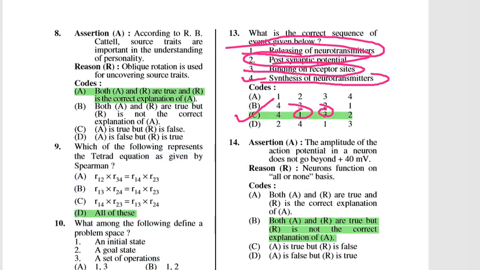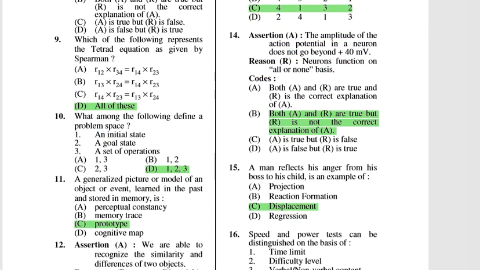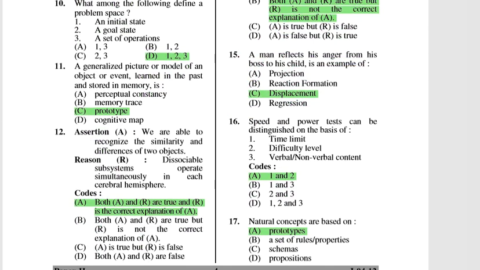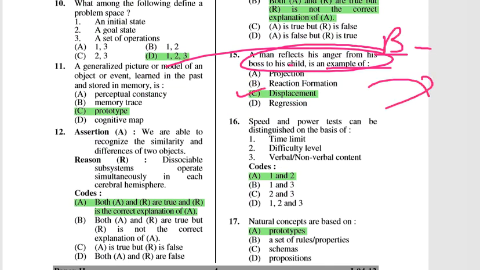Question 14, assertion: the amplitude of the action potential in a neuron does not go beyond plus 40 mV, and the reason is given as neurons function on an all or none basis. The correct answer is option B. Both A and R are true, but R is not the correct explanation of A. Talking about question number 15, a man reflects his anger from his boss to his child. What is this example called? This is an example of displacement. The anger is shifted from the boss to the child.